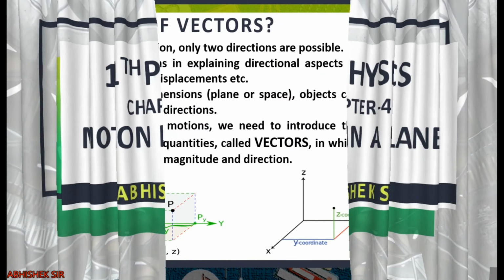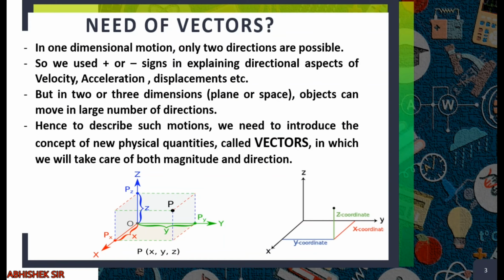So now, first of all, what will be our first question, that is what is the need of vectors? In one dimensional motion only two directions are possible. So the directional aspect of quantities like position, displacement, velocity, acceleration can be taken care of by using positive and negative signs. So in chapter 3 we dealt with one dimensional aspect, we utilized plus or minus sign.